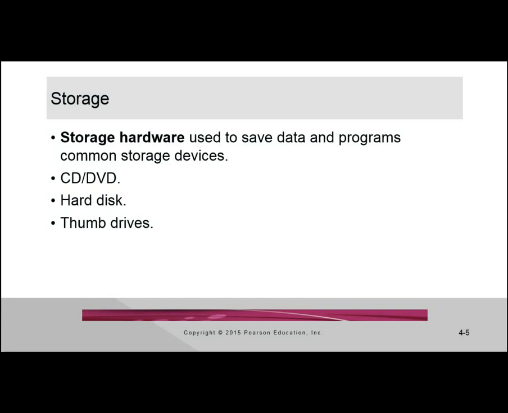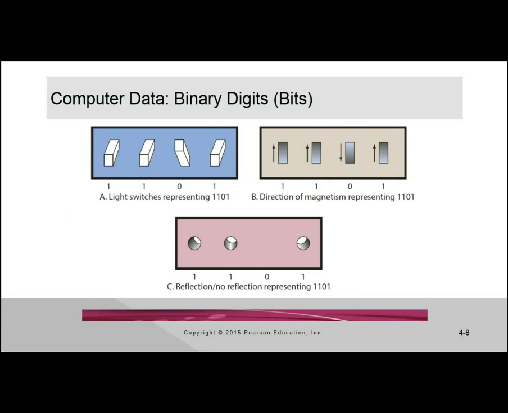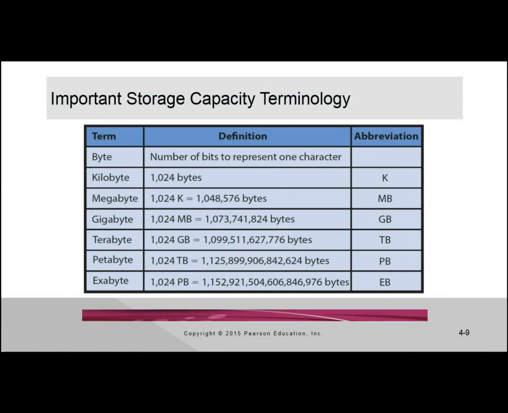because of Moore's Law, storage space becomes cheaper and cheaper. Remember that cost-performance ratio? It's unbelievable. Let's talk about the prefixes right now. We talked about bits and bytes, light switches representing ones and zeros, directions of magnetism, which is what a hard drive and flash drives use. Reflection or no reflection is what optical discs use, like DVD, CD, Blu-rays, all those good things.